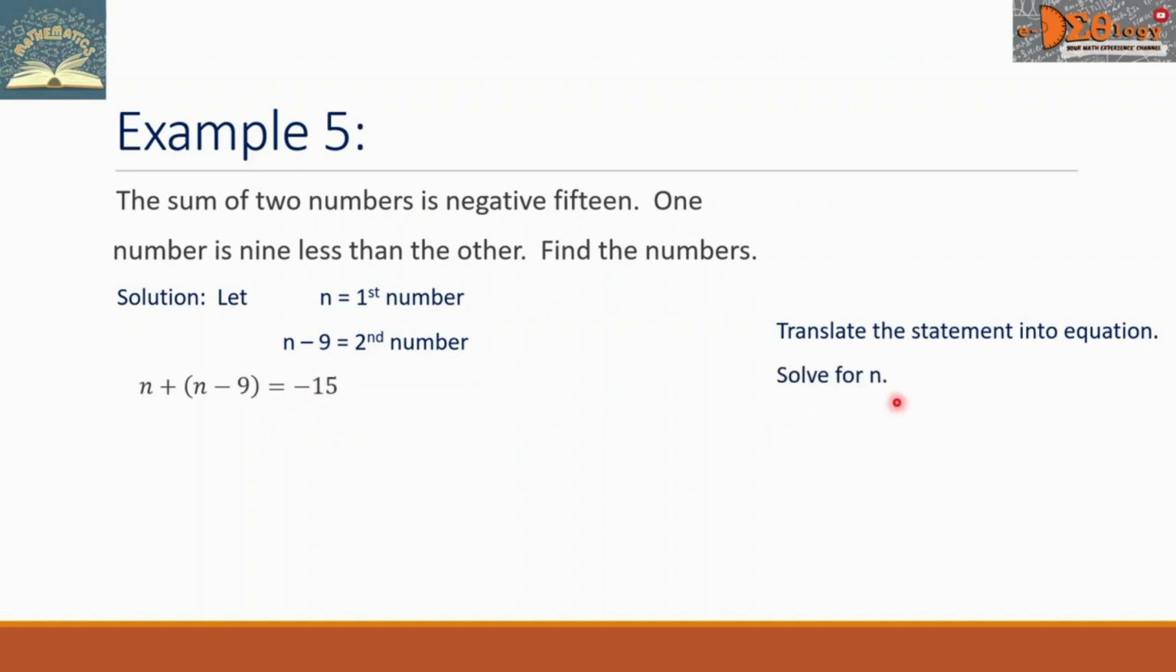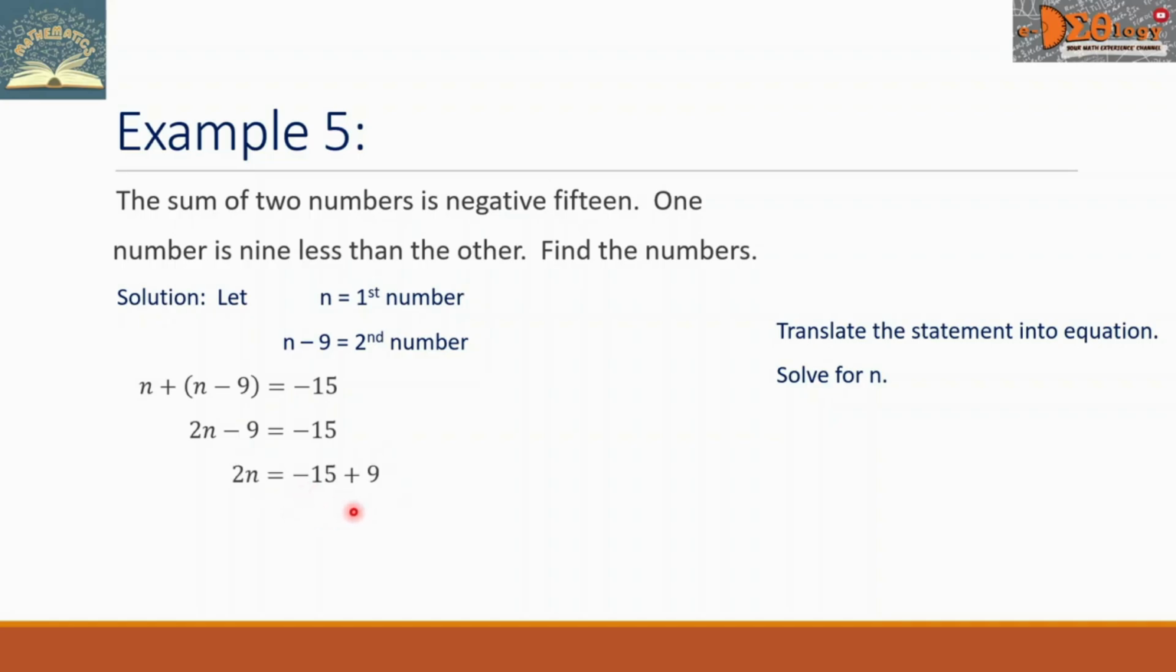Then we solve for n. We can remove the grouping symbol and combine this n and this n. So we have n plus n is 2n. Then we copy the negative 9 equals negative 15. This negative 9 we transpose to the right. It becomes positive 9.